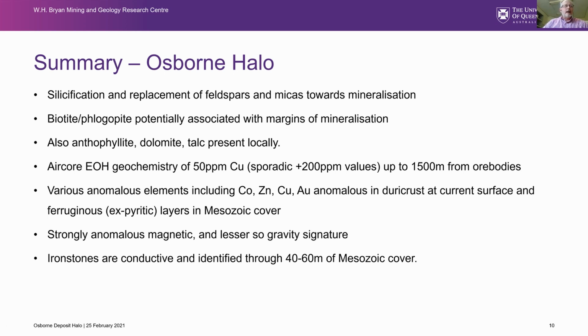And various other elements are anomalous in the duricrusted surface and in the ferruginous layers in the Mesozoic cover. So that is sort of seeping up through the cover. There's a strongly anomalous magnetic and, to a lesser extent, gravity signature. And finally, these ironstones, and we can't say whether it's the mineralisation or the ironstones, are conductive and identified through 40 to 60 metres of Mesozoic cover. So, in summary, that's what the Osborne deposit looks like, and its immediate halo and signatures.